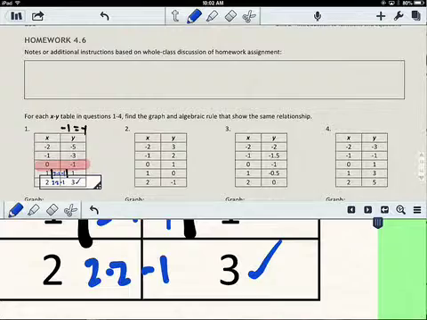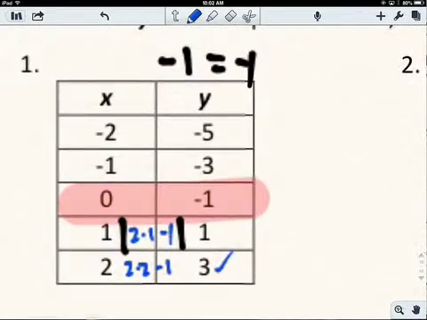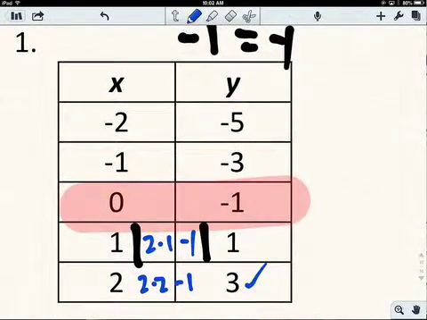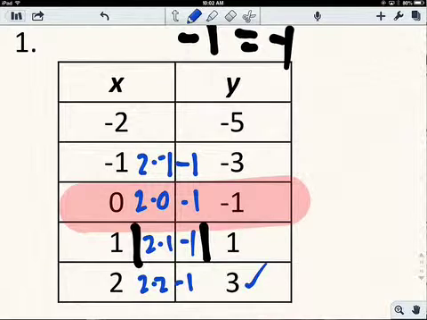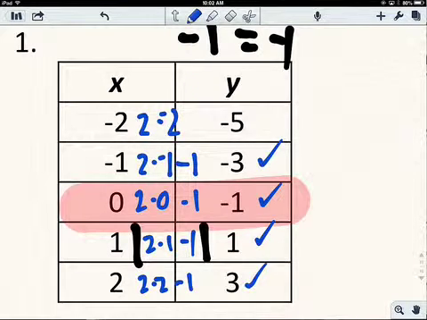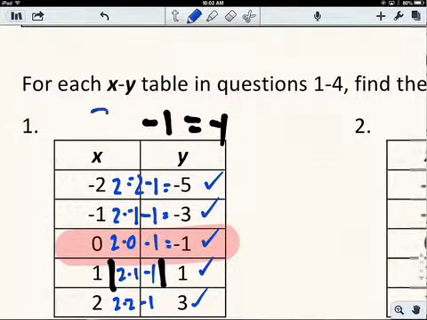So I'm going to go ahead and zoom back out and see if this works in all of the rows. So 2 times 0 minus 1 definitely works. 2 times -1 is -2, minus 1 is -3. That works. So it looks like we're in good shape so far. 2 times -2 is -4. Positive times a negative is a negative. Minus 1 is more negative, and that does equal -5. So it looks like my rule is going to be 2x minus 1 equals y.